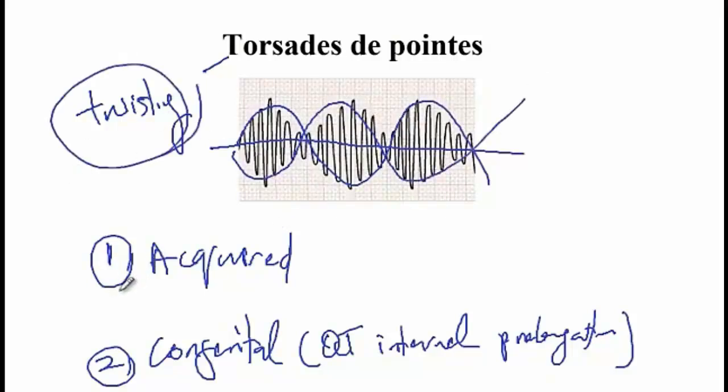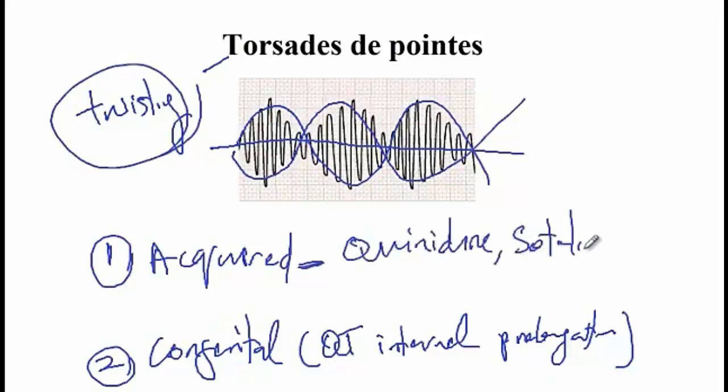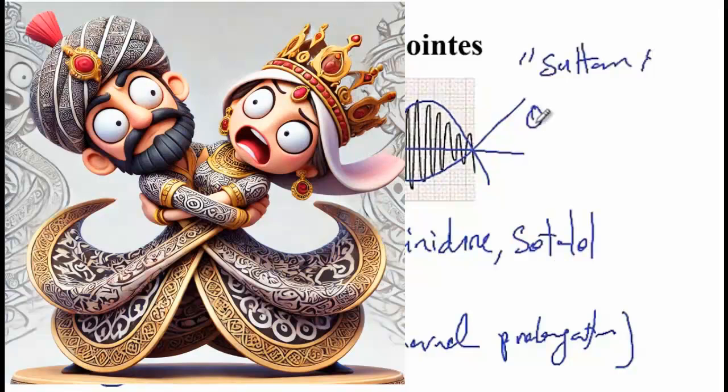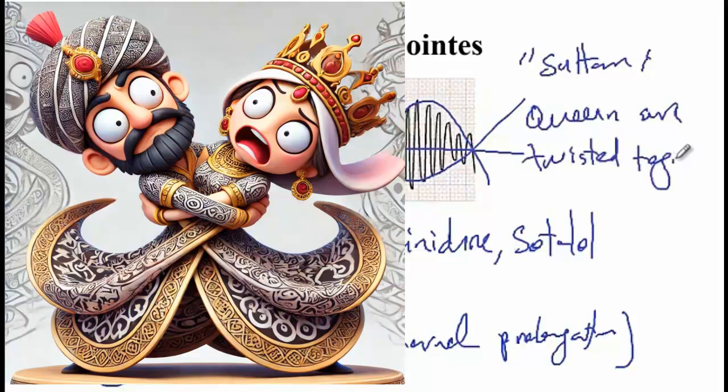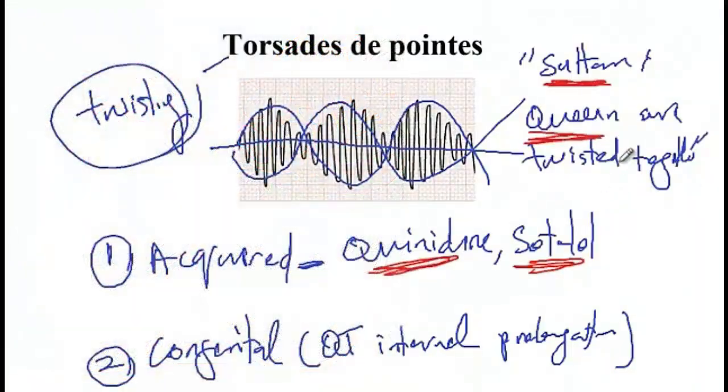And then the causes, the acquired causes include like medications, the two common causes of which are quinidine and sotalol. So actually, in about 1.5% of patients taking quinidine, they can develop torsades, and in about 2 to 4% of patients that are taking sotalol. So these two drugs are commonly associated with torsades. And the mnemonic that you can use is that sultan and queen are twisted together. So sultan goes for the sotalol, and then queen goes for quinidine, and then twisted together, twist goes for torsades that we have right here.